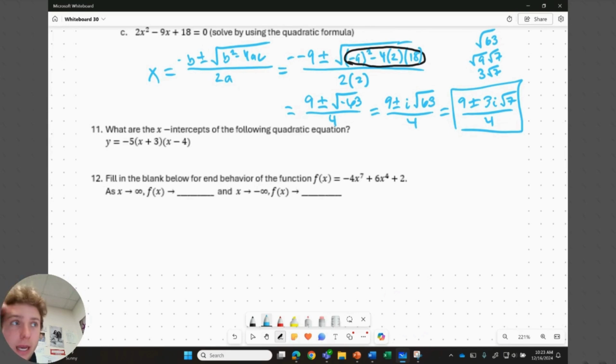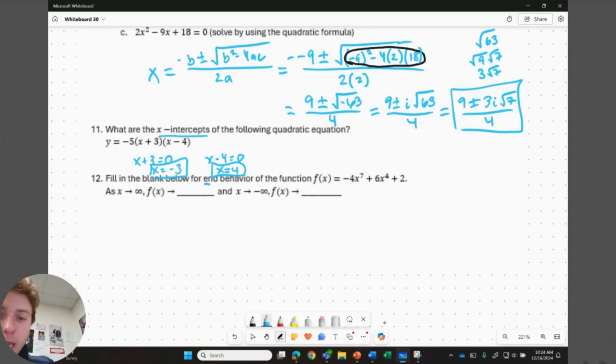Continuing, it says, what are the x-intercepts? That's something you can find on Desmos, right? That's a graphical feature. You could just graph to find the x-intercept. If you want to do this by hand, though, you can always find x-intercepts by taking the factors and setting those equal to 0. So you could take x plus 3 equals 0 and x minus 4 equals 0 and just solve both those. What you'd end up finding is x is negative 3 and x is 4.